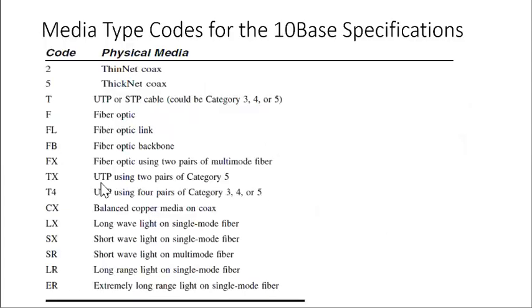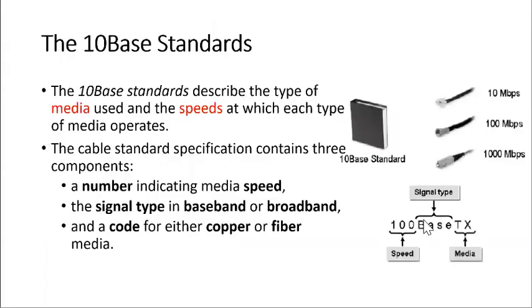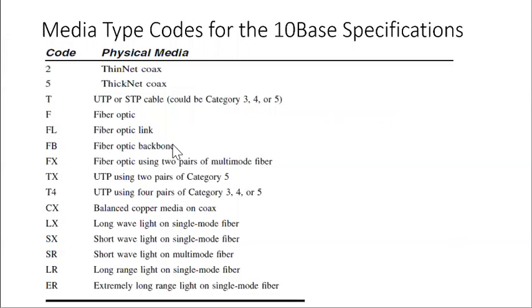So TX means it is UTP using 2 pairs of category 5. So these are the codes. It can be either 2. So 100 base 2. If it is 2, then it means it is a thin net. Okay. And then the media is coaxial cable. Okay. If it is 5, thick net.